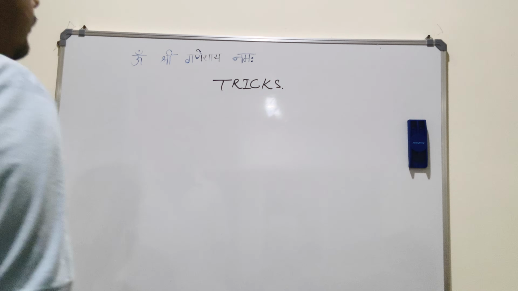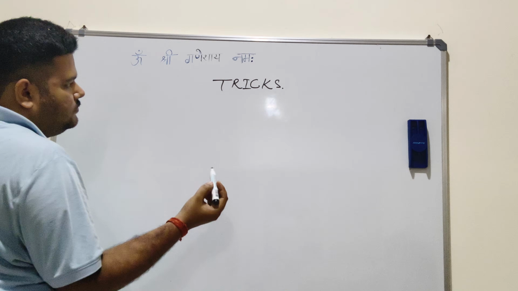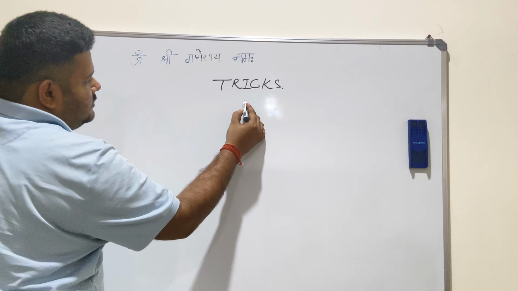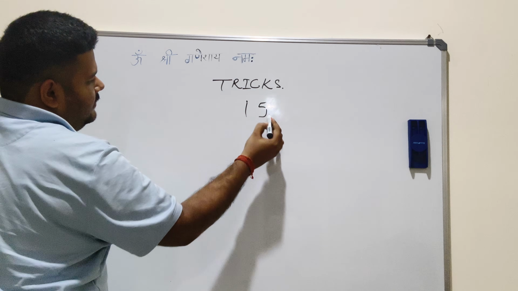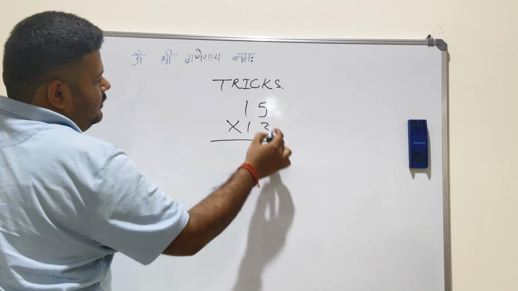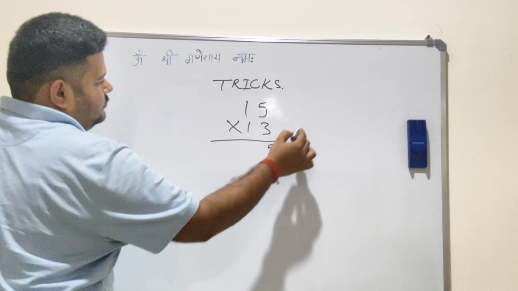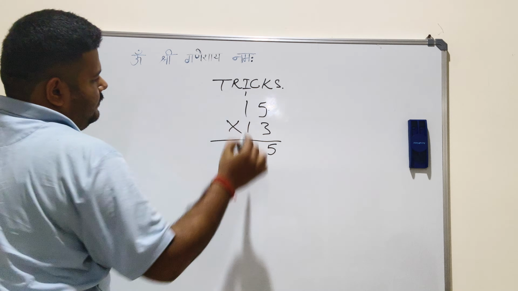So I'll be telling you how to multiply two-digit numbers here basically. Suppose you need to multiply 15 with 13. So what you need to do is multiply 5 by 3. So it will be 15. So 1 would be carry here. So you need to write 5 here.